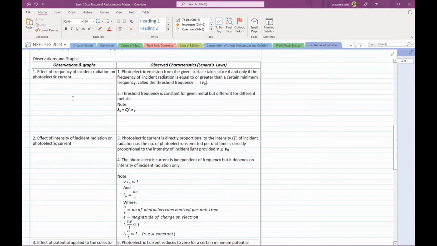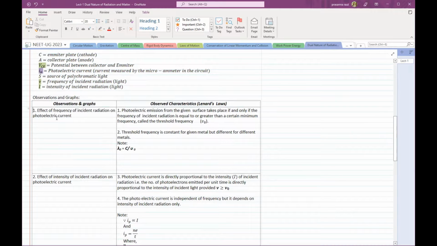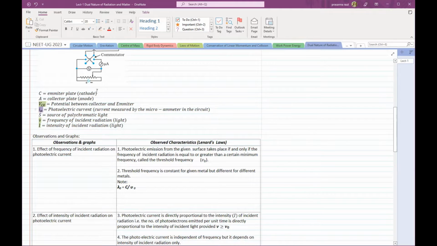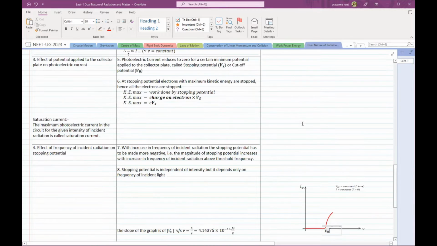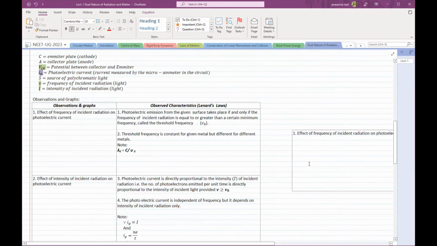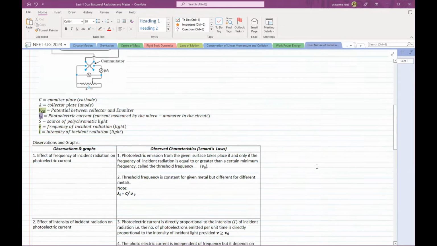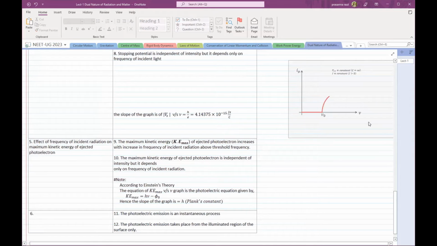Now, why frequency only? The reason is, if the frequency of the light becomes less than a certain frequency, we know that the photoelectric emission will not take place, and then we'll have to plot graphs. So I'm trying to copy these graphs. I will not be able to draw a graph because that will be time consuming. So let me just copy those graphs. Okay. So here is our first graph.